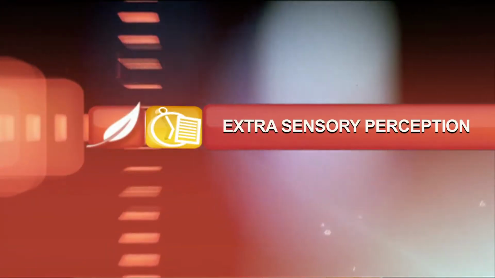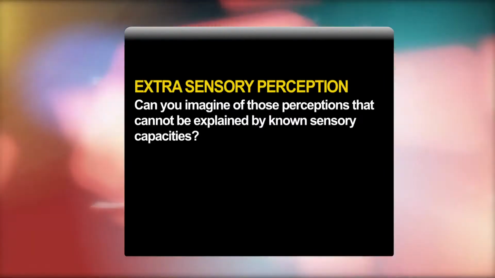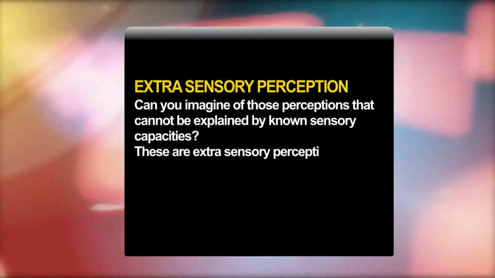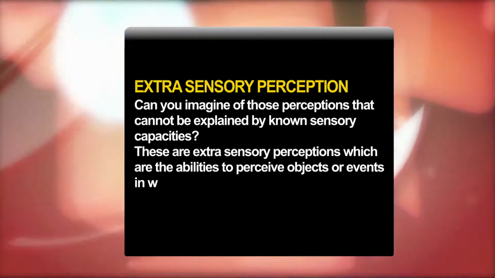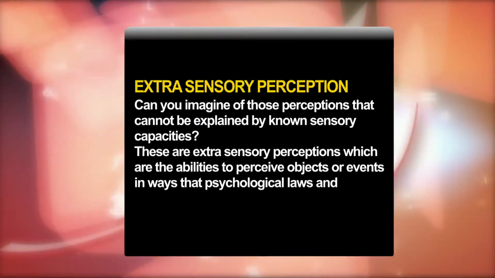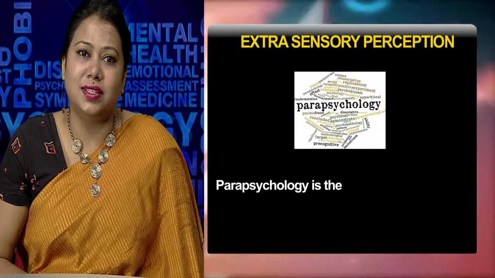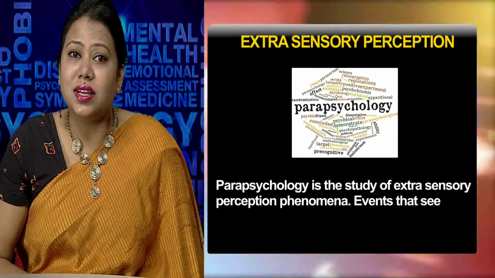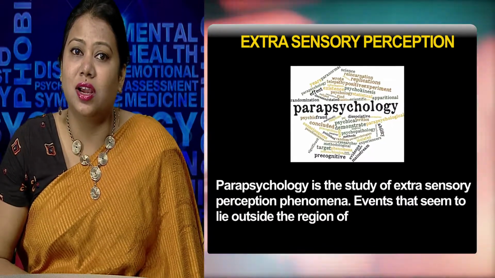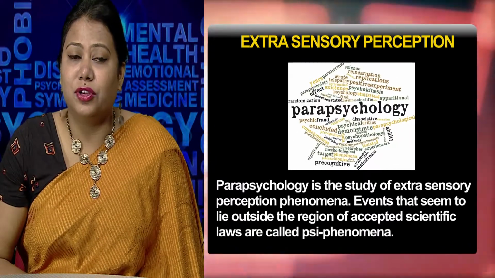Extrasensory perception. Now, can you imagine those perceptions that cannot be explained by known sensory capacities? These are extrasensory perceptions, which are the abilities to perceive objects or events in ways that psychological laws and theories cannot explain. Parapsychology is the study of extrasensory perception phenomena. Events that seem to lie outside the region of accepted scientific laws are called psi phenomena.